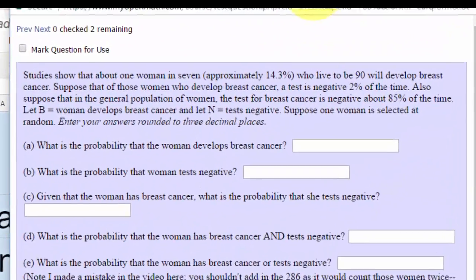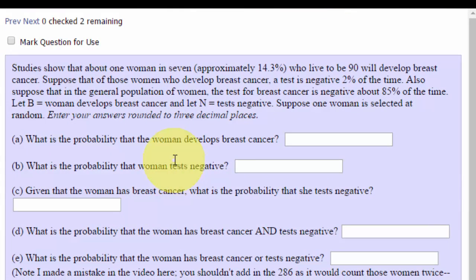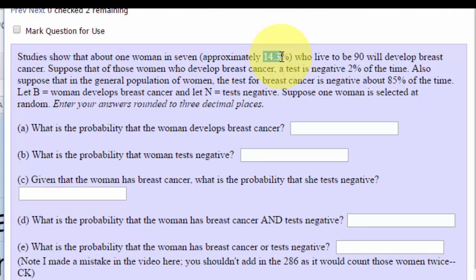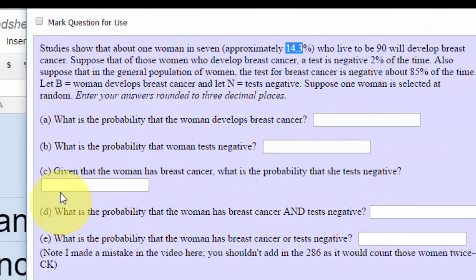Let's see what it says. What's the probability that the woman develops breast cancer? Well, that's given in the problem. 14.3% of us will develop breast cancer. What is the probability that a woman tests negative? And we're told that this happens about 85% of the time, so that goes right there. Given that the woman has breast cancer, what's the probability that she tests negative? And again, that probability is given right here.